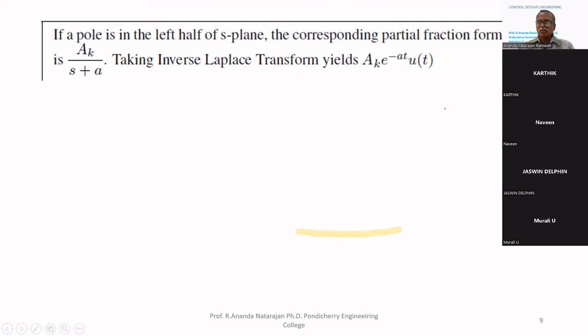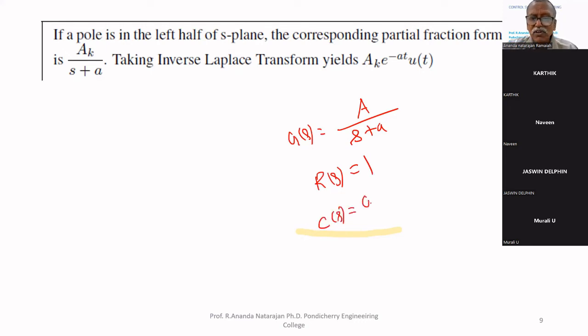Why does the system become unstable? Because of the pole position. Pole on the left hand side means, suppose I am having a system with A by S plus A. If you take an impulse response, G of S equal to this, R of S equal to 1. What is impulse response? Impulse means hammer blow. That is R of S equal to 1. For that, what is the output? C of S equal to G of S multiplied by R of S, that is equal to A upon S plus A.